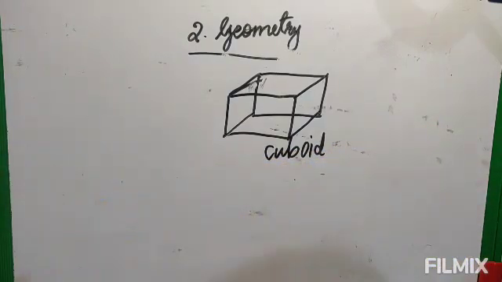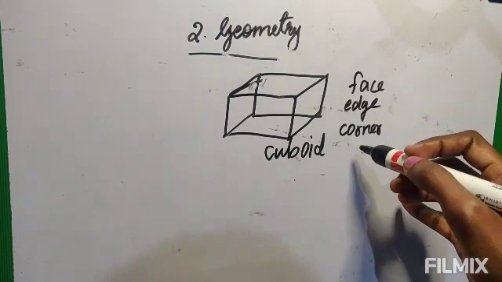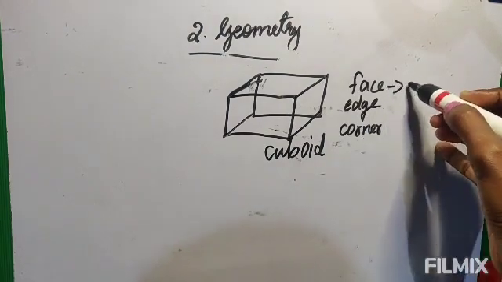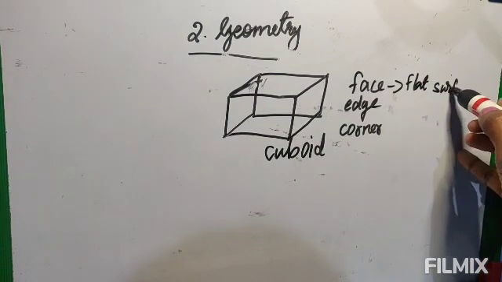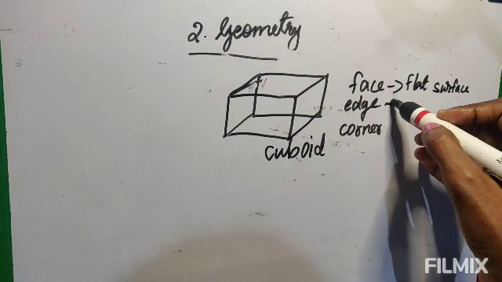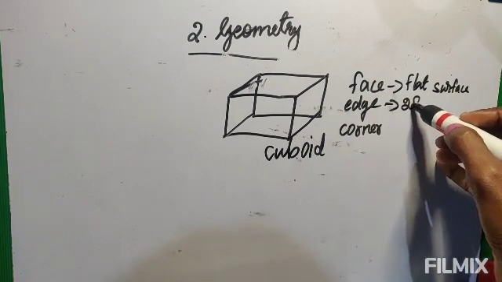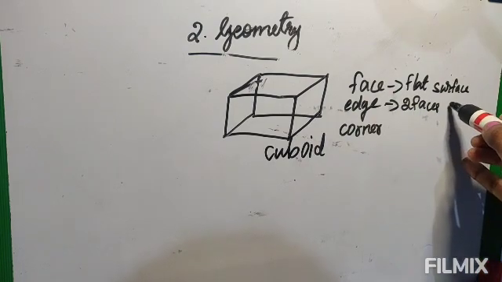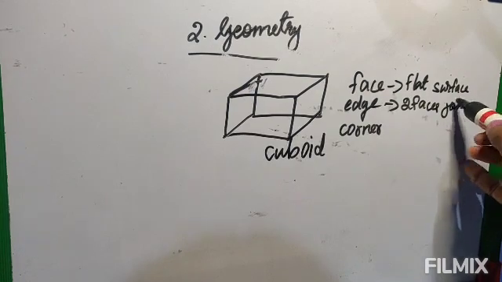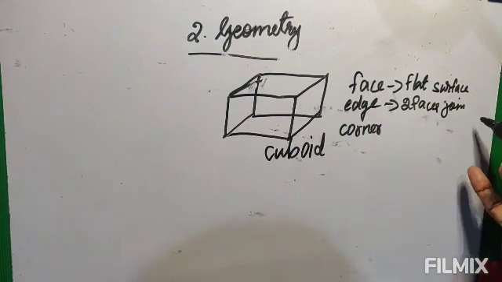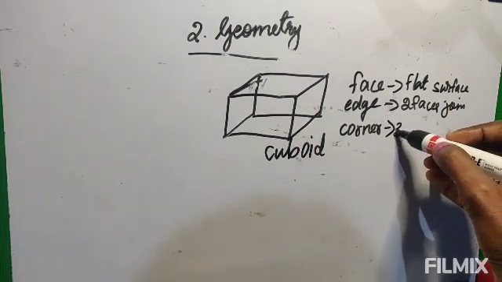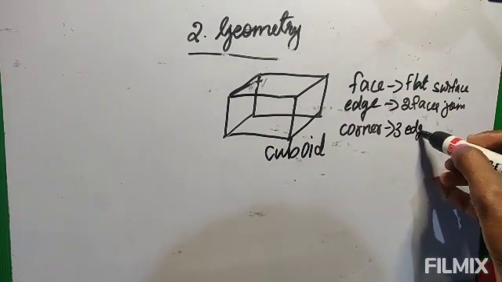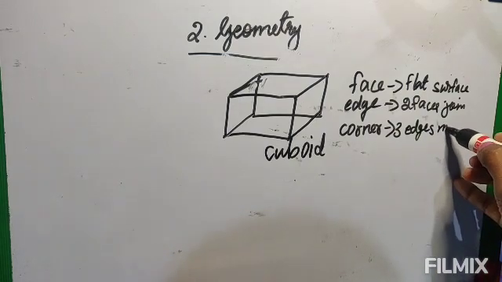So I think you will remember now what a face is. You must know what a face is, what an edge is and what a corner is. A face is a flat surface. The flat surface is called the face. Again, an edge is where 2 faces join, otherwise the meeting point. I am writing a shortcut: 2 faces join. Where the 2 faces join, that is called the edge. A corner is the meeting point of 3 edges.